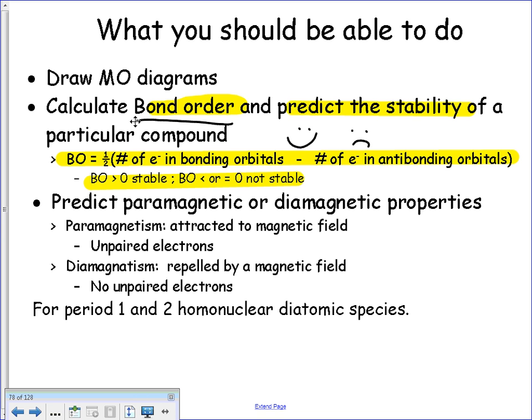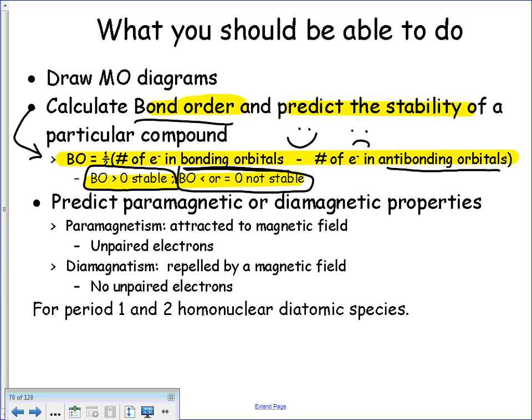And so here is the actual calculation for the bond order. Write that down for yourself. The bond order is equal to half of the electrons in the bonding orbitals, which are the stable ones, minus half of the electrons in the anti-bonding orbitals. And that will give us a bond order. And so how are you going to know something is stable or not? If it's greater than 0, then it's going to be a stable, likely forming molecule or diatomic species. If it's less than 0 or equal to 0, it's considered not stable, not likely to form.